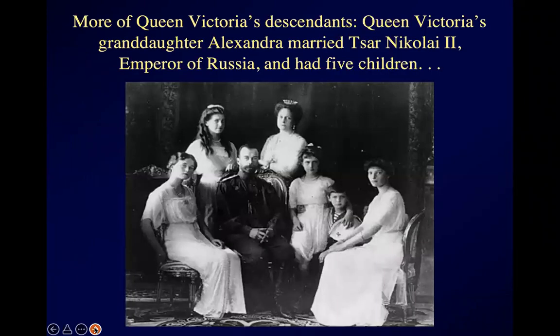And then Queen Victoria's granddaughter, Alexandra, that's her right there. She married Nikolai II, Emperor of Russia, and they had their 5 kids. Olga, Tatiana, Maria is the one I can never remember. And their youngest, Anastasia, is right there. And then she's got her arm around Alexei, the crown prince, in his little sailor suit.